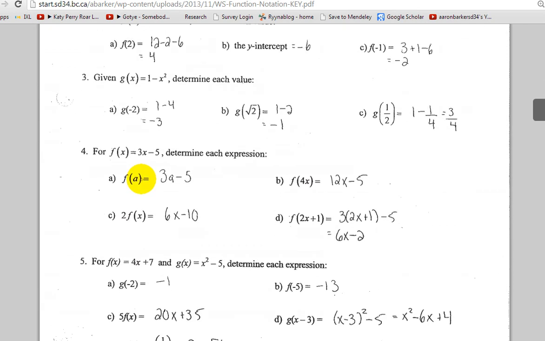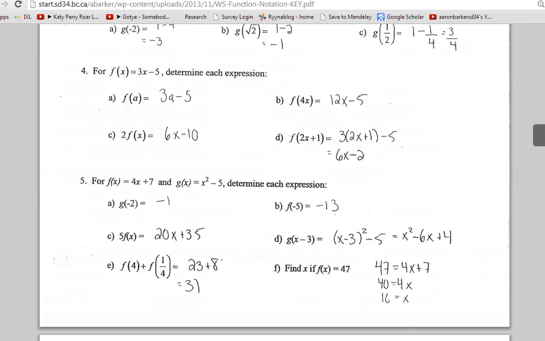Here, substitute in a. Here, multiply by 2. Here, substitute 4x and simplify. Here, substitute that in and then simplify. For number 5, figure out the answer and then figure out the answer and then add them. So you can use brackets here to help you out with that. Put big square brackets around each one. Here, just multiply that out and then collect like terms. So this is just a little bit of the work. You got to do a lot more work than that.